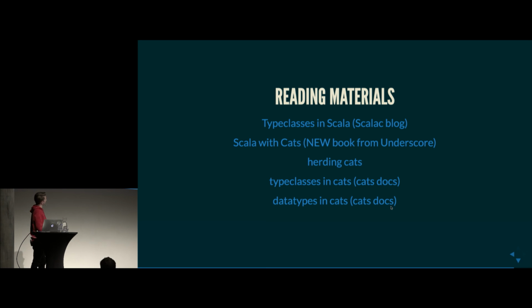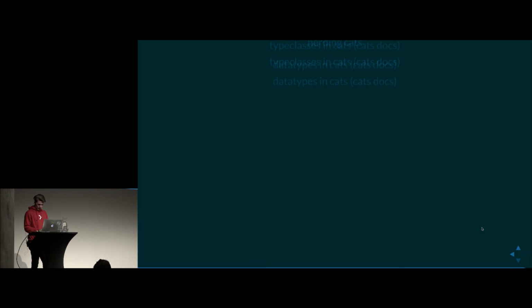So if you want to find out more about cats, I encourage you to read these materials. So there's a blog post from our blog, from Scala. There's the book from Underscore. I don't think it's that new now. It's been like half a year. But then there's herding cats and official documentation from Typelevel. And that's, I think, all of it.